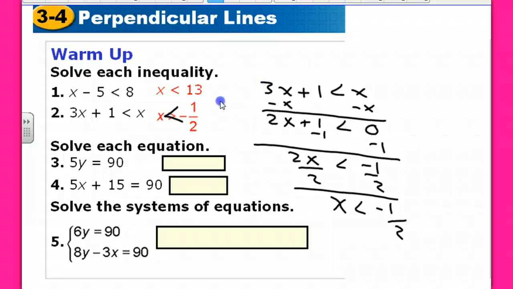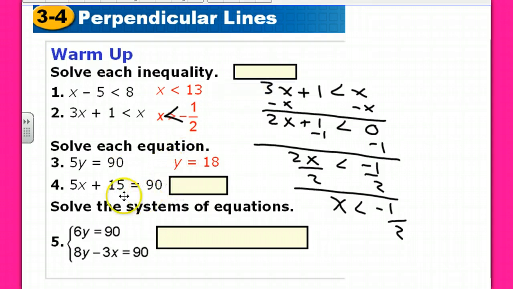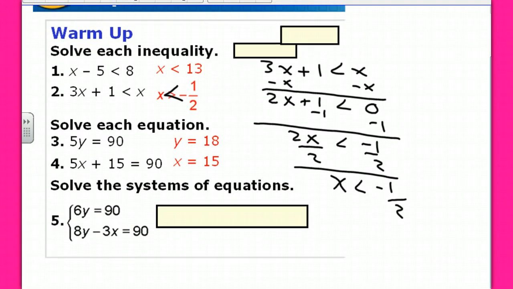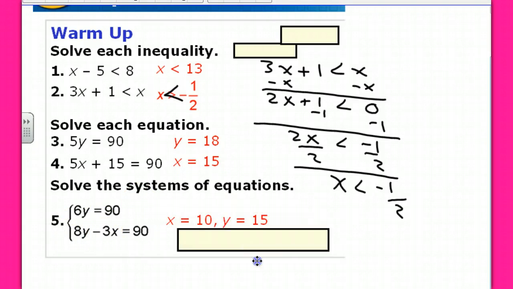And number 3, together, y equals 18. Number 4, not hard, x equals 15. Good. And then solving the system, you have 2 choices. Well, anyway, this is such a baby equation. X equals 10. Y equals what? 15. And then you just substitute, and x equals 10.